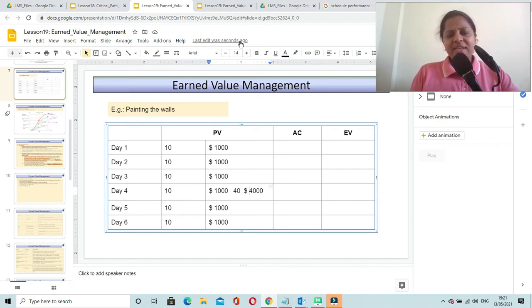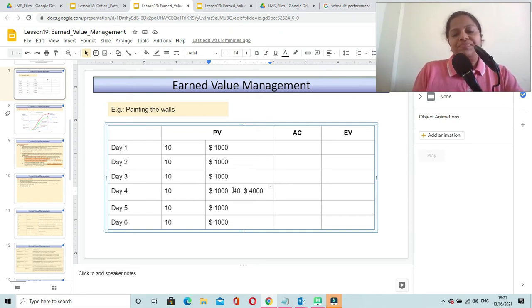Here I have taken an example of painting the walls. So painting the walls is one of the projects you may consider, and you and your team are working on that project. So here I have made an initial plan for 6 days. Like on day 1, your team should be painting 10 walls and it should be consuming not more than $1,000. And day 2, it should be painting another 10 walls and not consuming more than $1,000 and so on. So this is the initial plan.